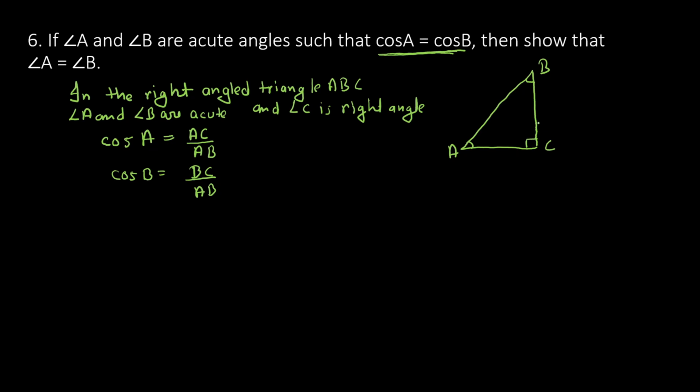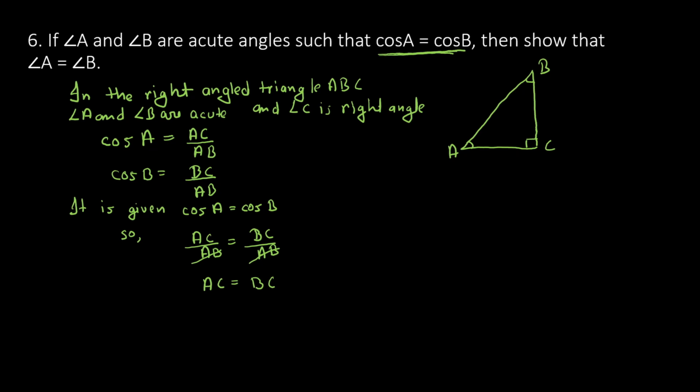Now it is already given that cos A equal to cos B. So we can write AC upon AB equal to BC upon AB. Now AB and AB are removed. Now we can say that AC equal to BC.